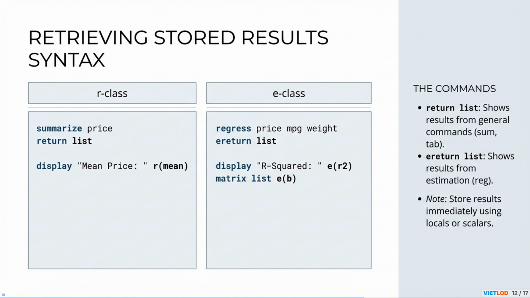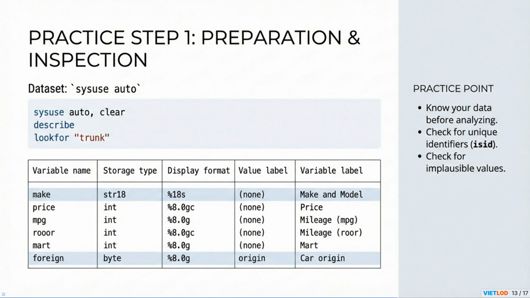To see what's available in the r class, you run a general command like summarize and then type return list. This will show you all the scalars and macros stored, such as r(mean). Similarly, for the e class, you run an estimation command like regress and then type ereturn list. This displays the stored scalars, macros, matrices like e(b), and functions.